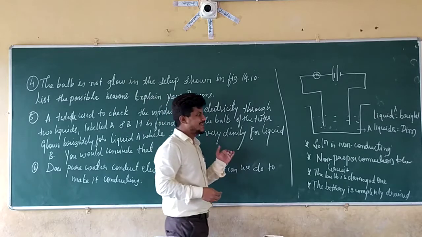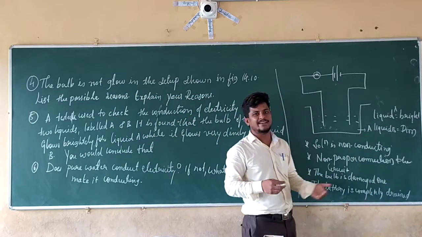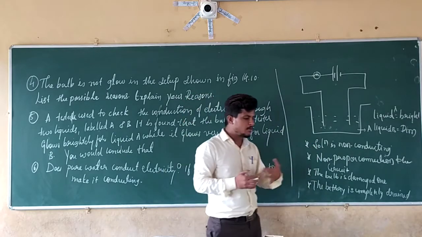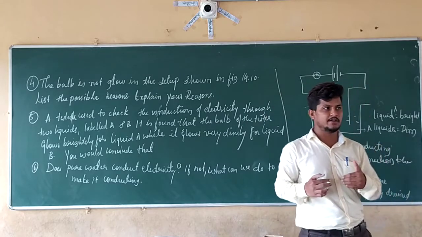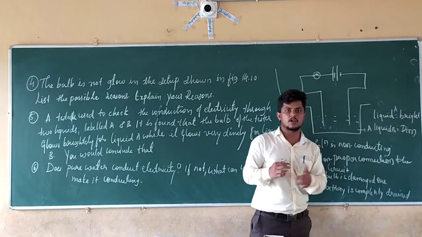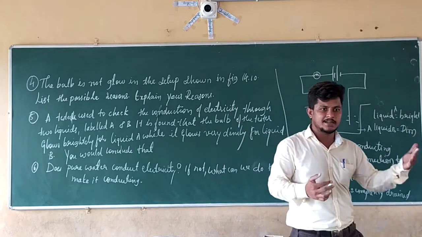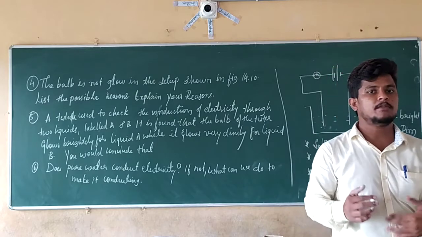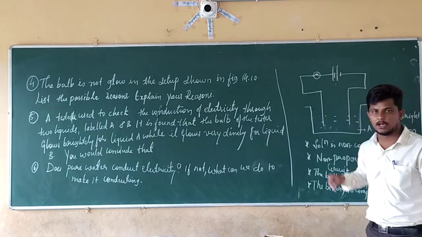So by this you can say that the brightness or dimness of the bulb depends on what? It depends on the electric current. The more the electric current, the more the heating effect of the electric current. We already know that the glowing of the bulb is because of the heating effect of electric current. If more electric current is flowing, there is more heating effect, and because of that, more glowing of the bulb.